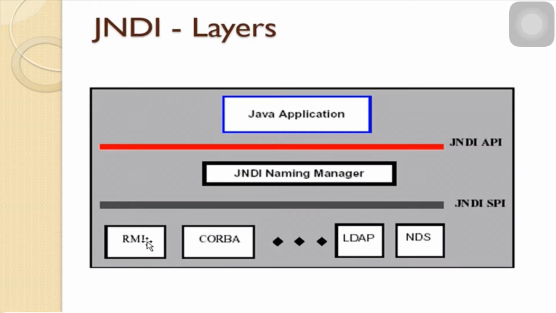SPI is just used to hide the difference between different types of interfaces. For example, this is RMI, this is CORBA, this is LDAP, this is DNS. The JNDI SPI can cover or hide the differences between different types of technologies. I think this is easy for you.